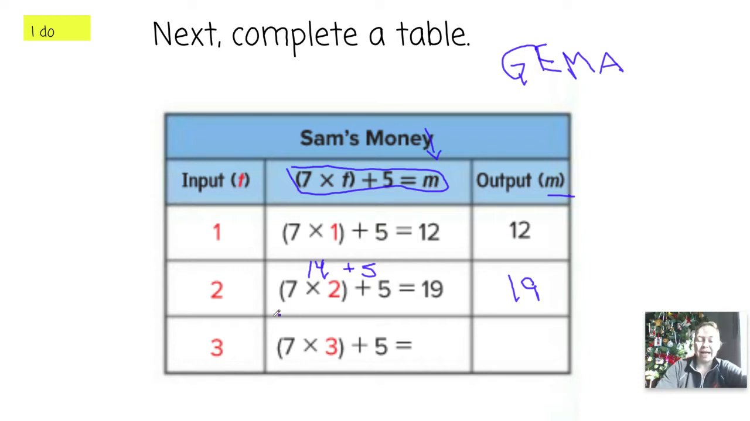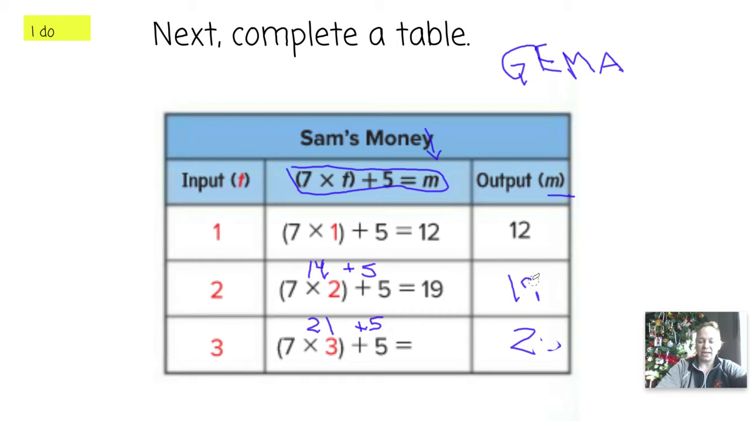Now, I'm going to do this last one. Let's see if you can follow along. So t equals 3. So here I put the 3 in for t. 7 times 3 is 21. We do what's in the parentheses first. Plus 5. So m is going to equal 26.